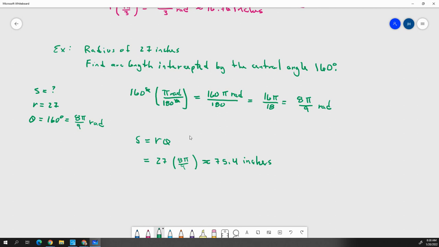Makes some sense? The formula itself is easy as long as you know what pieces to find, right? The central angle, that's our theta. Radius, R. And what we're looking for is the S.